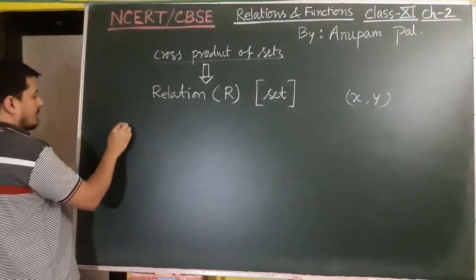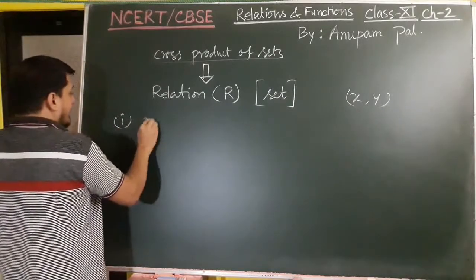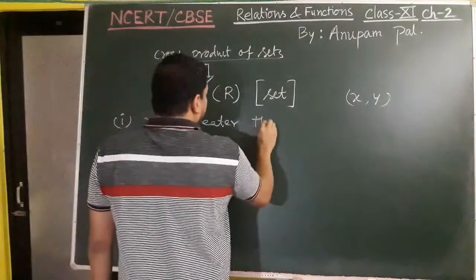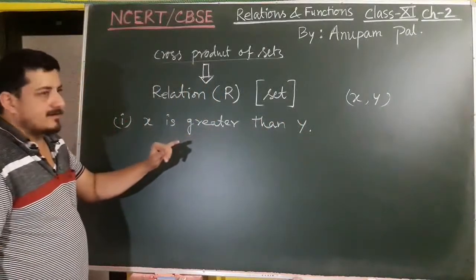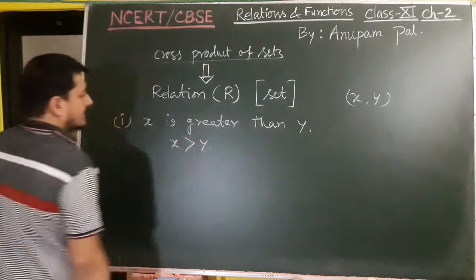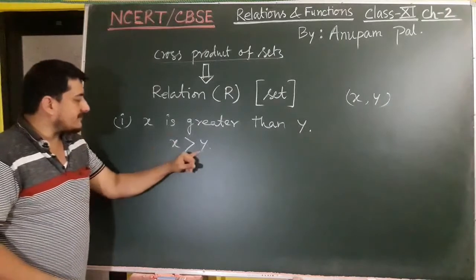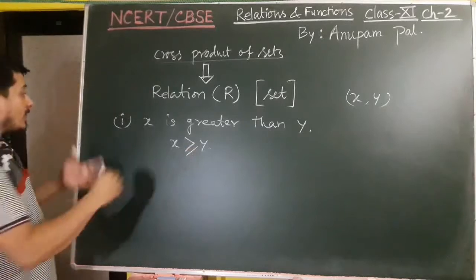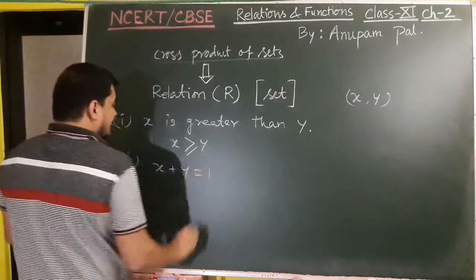So one way is to write with the help of a statement. For example, if I write x is greater than y, this is through a statement that I have written. So this is the way we express a relation, with a statement, or with the help of these inequalities we can write it like this also. Or I can also write it like this. Suppose I write x plus y is equal to 1.